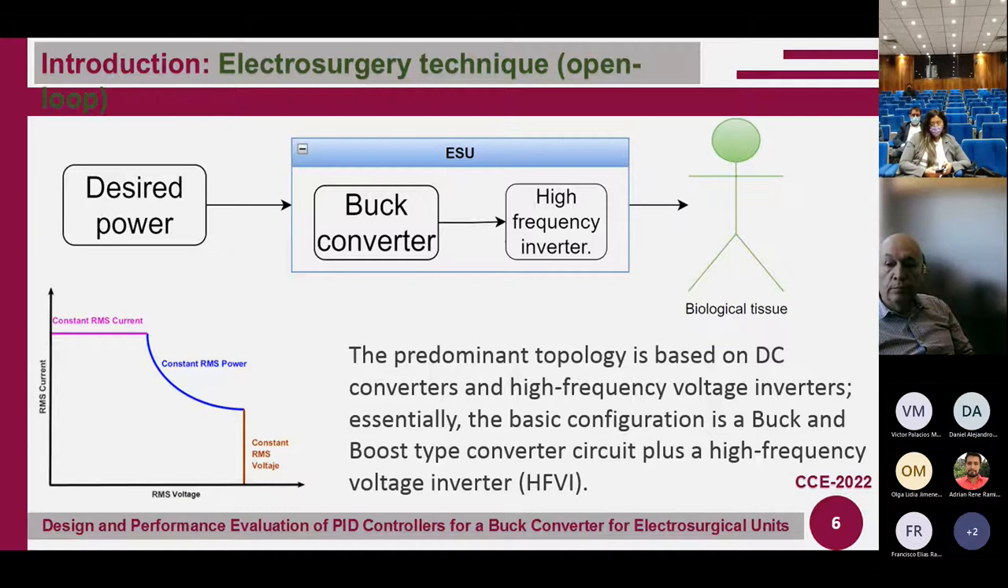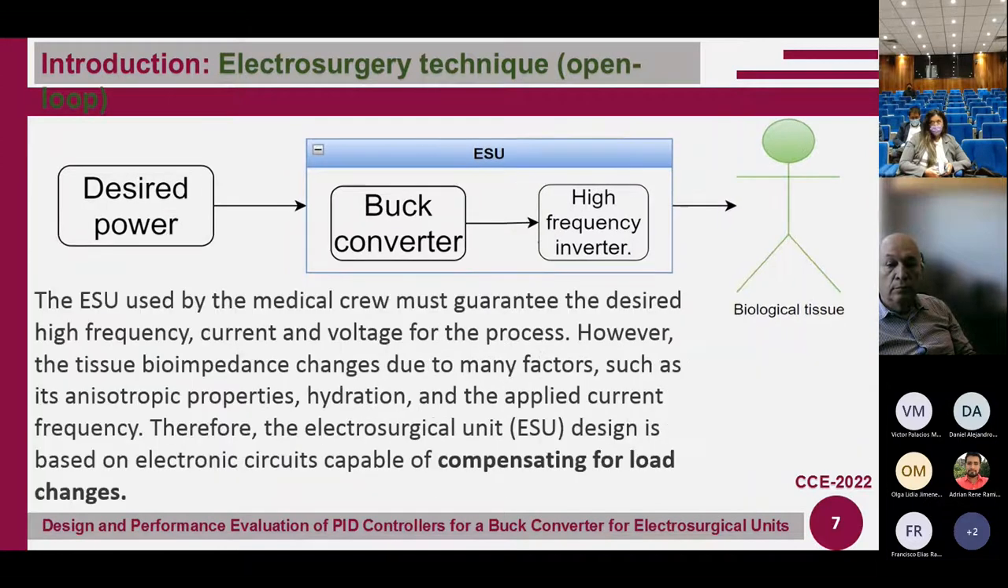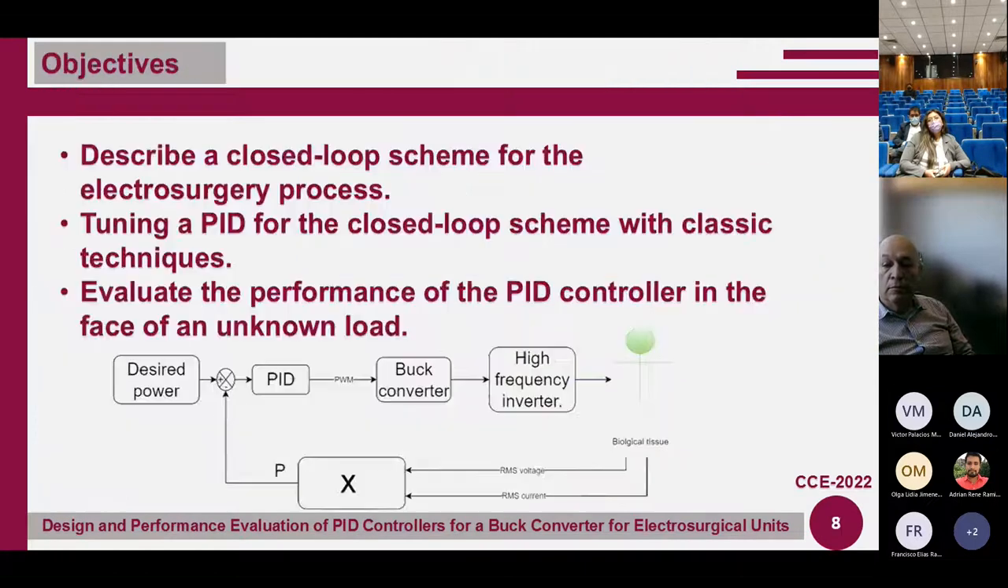Essentially, the basic configuration is a push-pull type converter circuit plus a high frequency inverter. The electrosurgical unit used by the surgeon must guarantee the desired high frequency current and voltage for the process. However, the tissue during the incision tends to change. This is an integral property, and it is applied at high frequency. Therefore, the electrosurgical unit, the same as any electrosurgery, is capable of compensating for load change.